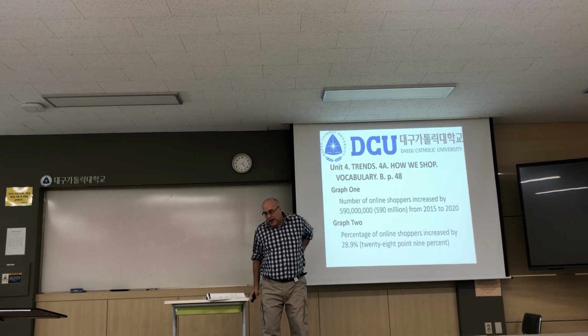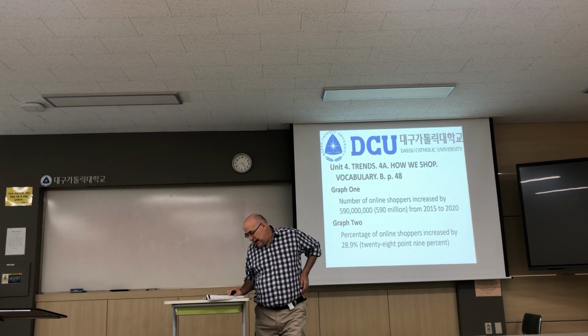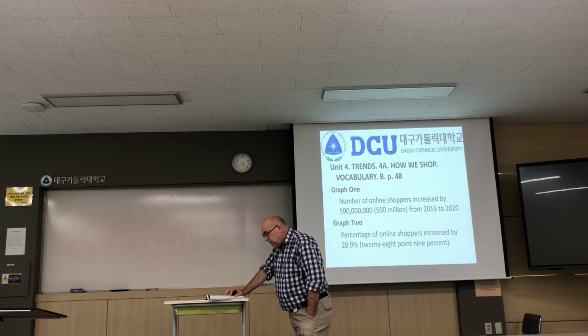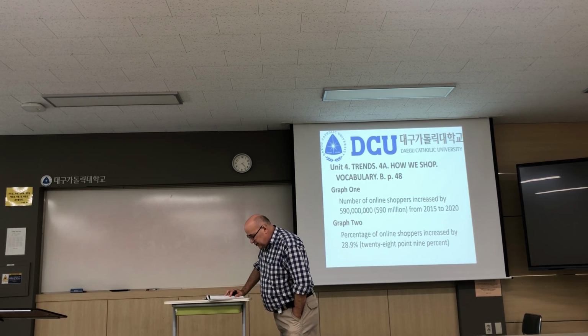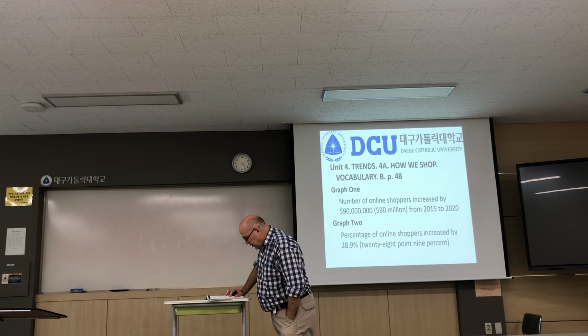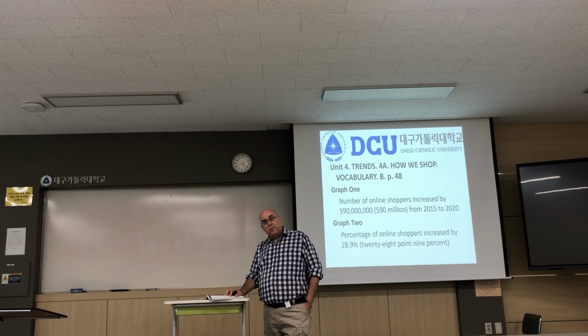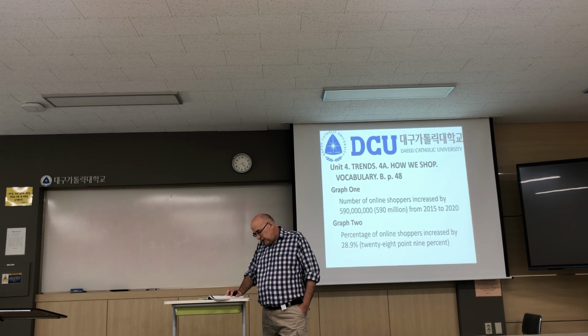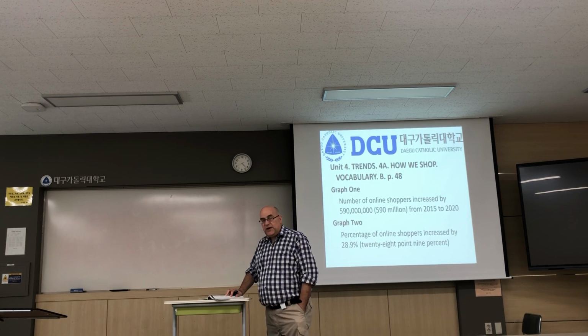Graph number two, graph two. U.S. online grocery shopping. Percentage of people who bought groceries online. So you have 2018, 23.1%. 2020, 52%.